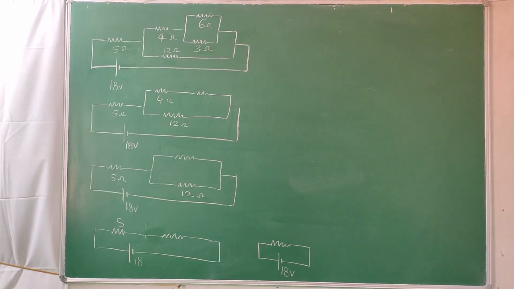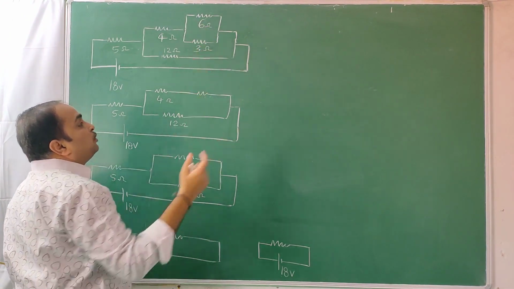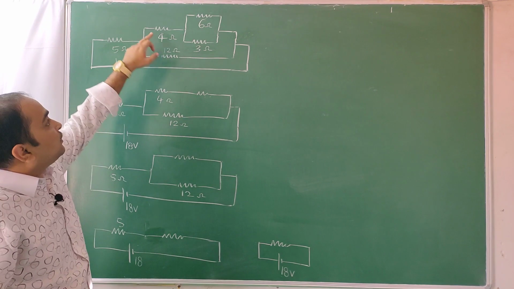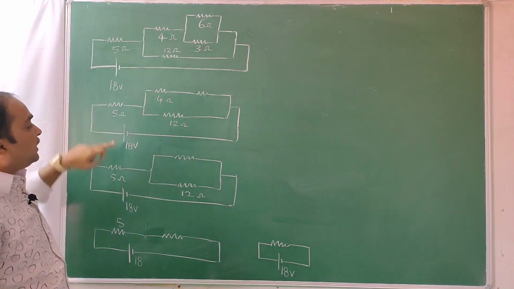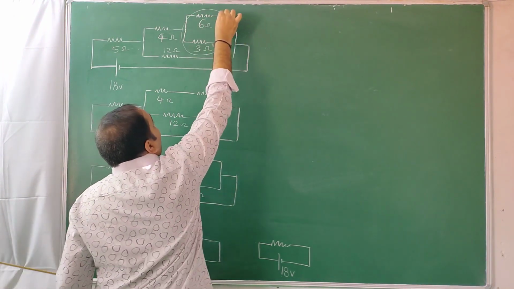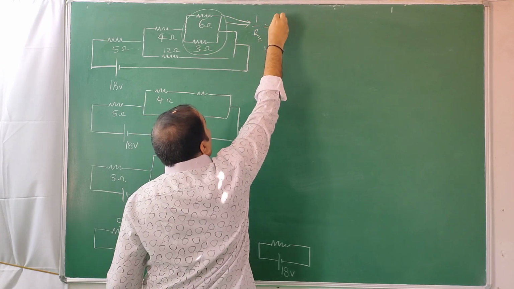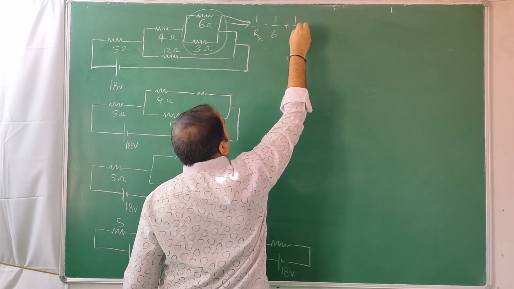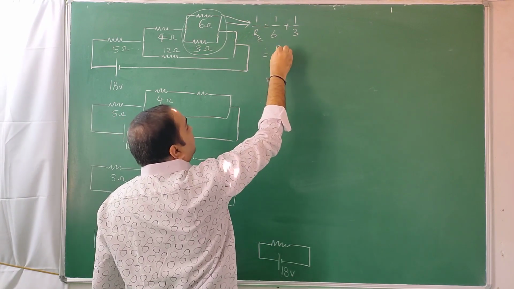Okay, children, we will continue now. These two combined become one value that we have to write, which is unknown for us. This 4 as it is, this 12 as it is, this 5 as it is, and this 18 as it is, we kept. So now 6 and 3, when you combine them, we can write 1 by R equivalent is equal to 1 by 6 plus 1 by 3. In parallel connection we write like that, or simply R1 R2 by R1 plus R2 you can write.